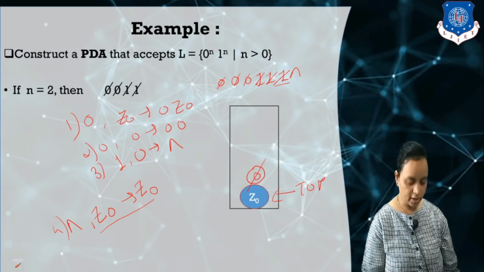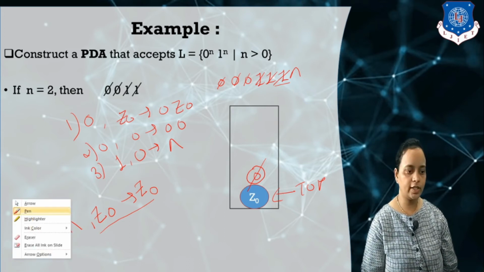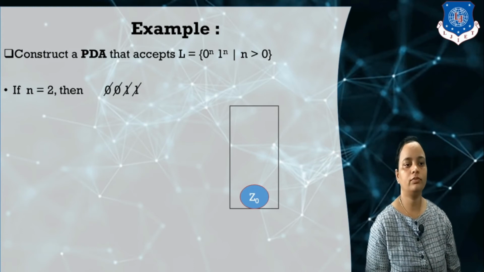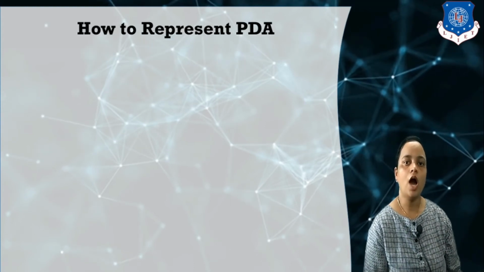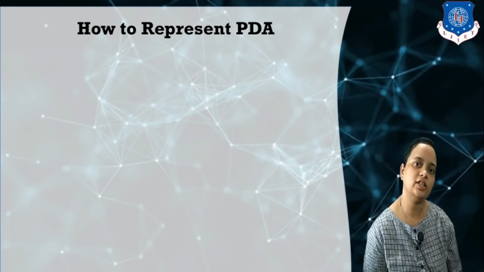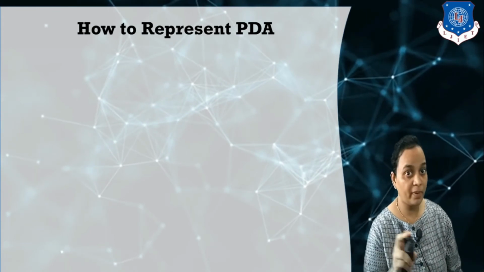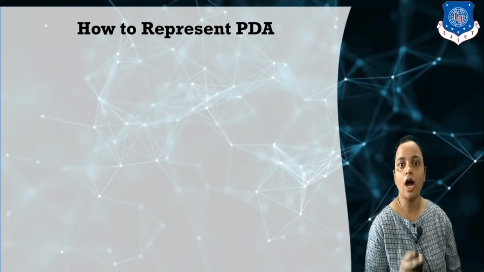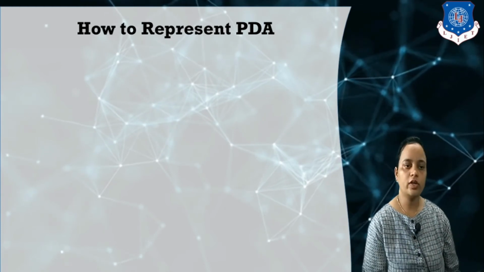So I hope this concept is clear to you. Now move on to the next one. How can we represent the PDA? It means how we can construct the transition table including the states. In the previous slide we discussed how to write down the transitions without considering states. So here you can see.